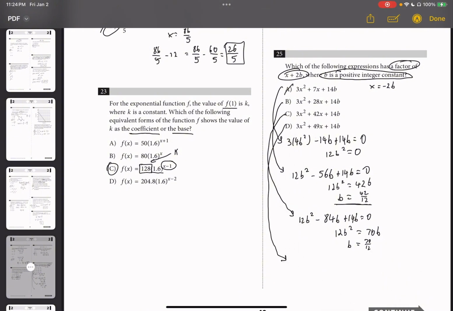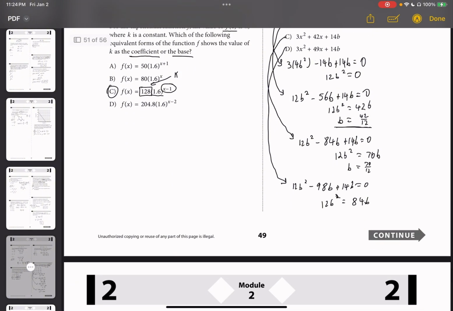And then for answer choice D, we get 12b squared minus 98b plus 14b is equal to 0. So 12b squared is equal to positive 84b. When we simplify that, we get b is equal to 84 over 12, which simplifies to 7.